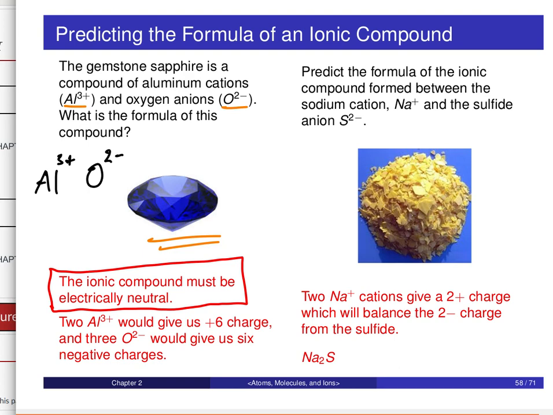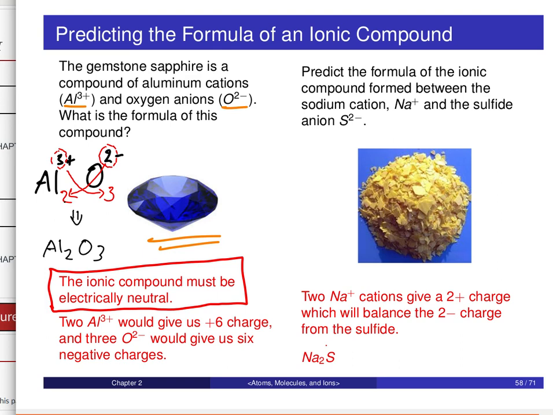And then what you do is you take the charge, but just the numerical value. So in this case, I'm going to take 3 for aluminum, bring it down here and make that a subscript for oxygen. I'm going to take the numerical value for the charge for oxygen, bring it down and make it the subscript for aluminum, to give us the following ratio, Al2O3.